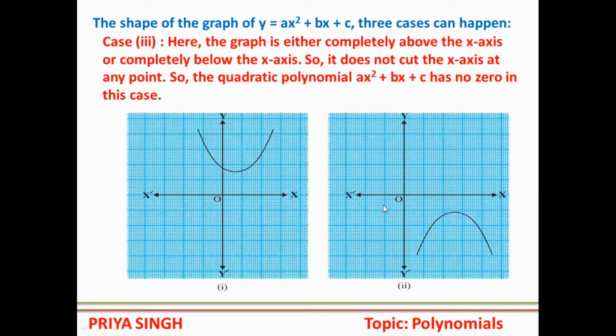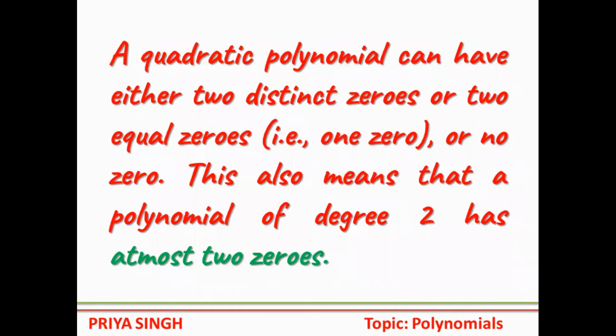So it does not cut the x-axis at any point. So the quadratic polynomial has no zero in this case. If you realize, in the first case we had 2 zeros, in the second case we had 1 zero, and in the third case we are not having any zeros. Now whatever we have studied till now, let us summarize this.